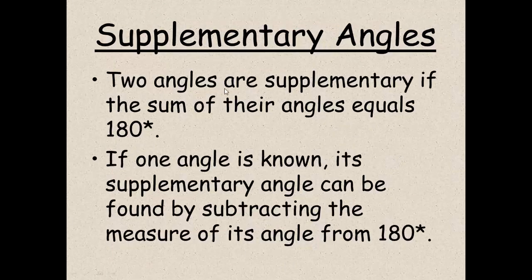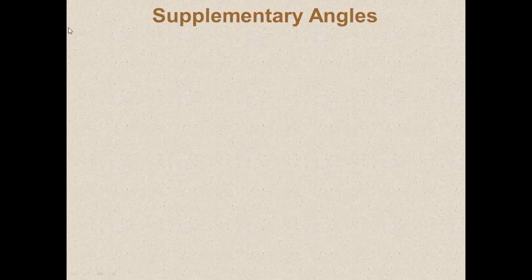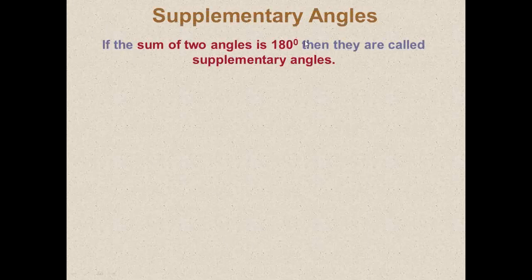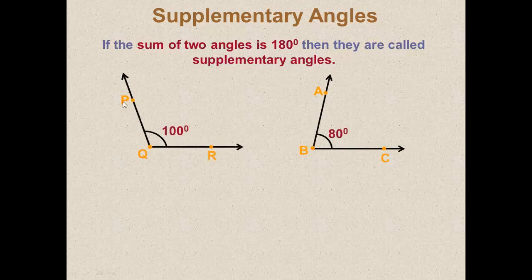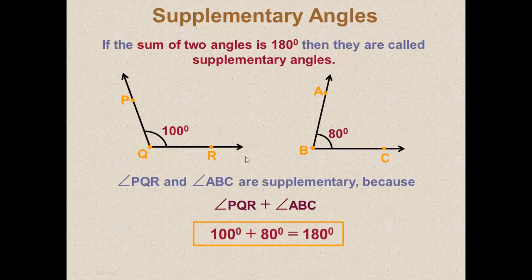Supplementary angles: two angles are supplementary if the sum of their measures equals 180. If one angle is known, the supplementary angle can be found by subtracting the measure of the angle from 180. If the sum of two angles is 180, then they are called supplementary angles. Okay, then BQR and ABC are supplementary because the sum of them equals 100 plus 80, 180.